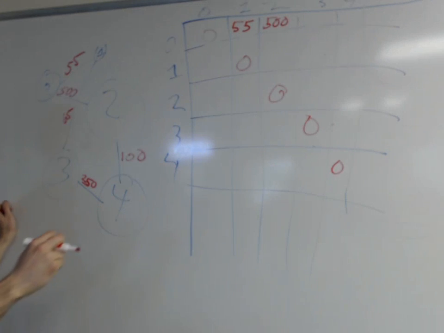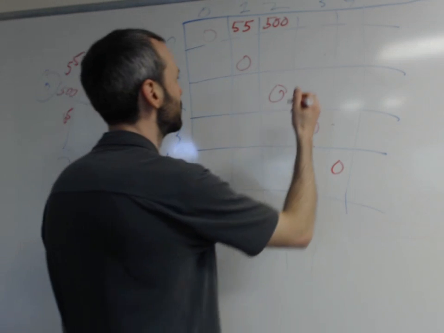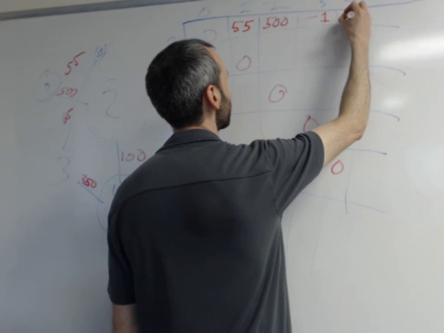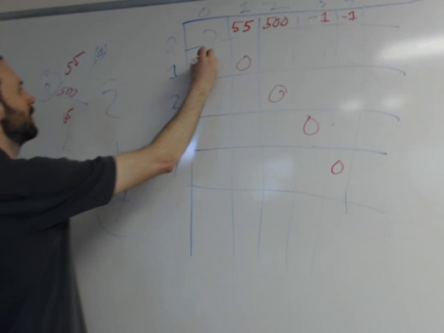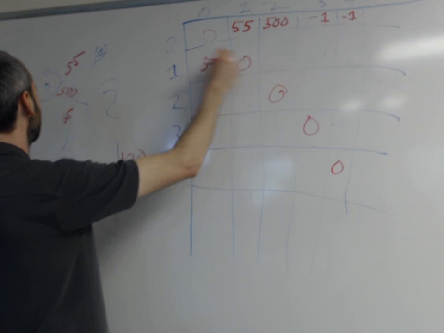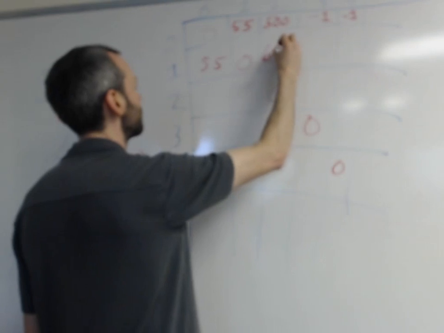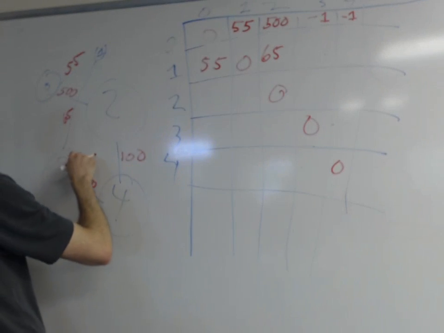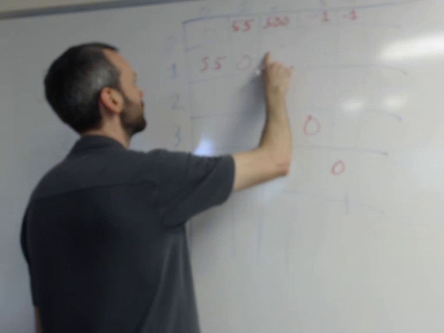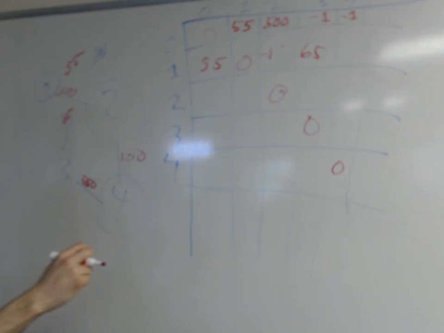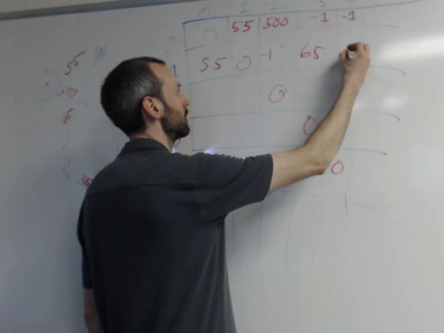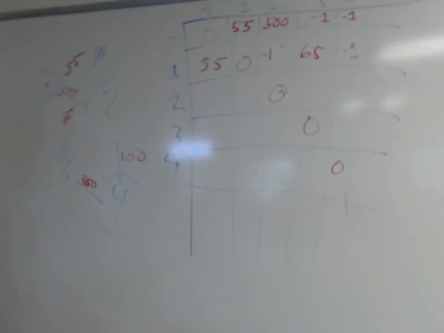0 to 3, is there an edge between 0 and 3? Usually you want to find some way to represent that the edge doesn't exist. There are different ways to do it. An easy way is -1. If it's negative, you can't do it. Can you go from 1 to 0? Yeah, 55. Can you go from 1 to 2? Oh wait, 1 to 2 actually doesn't exist, I lied. That's -1. This one's 65. And then from 1 to 4 doesn't exist. Any questions so far?